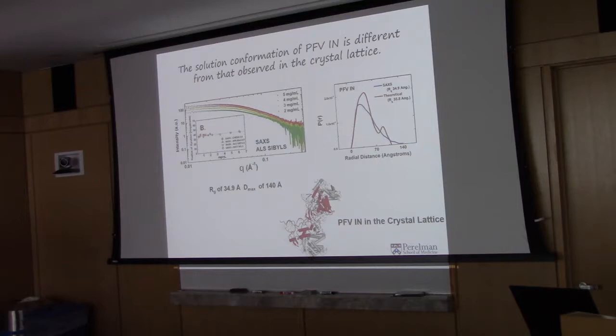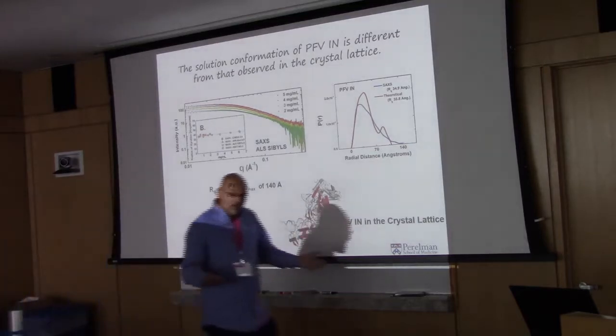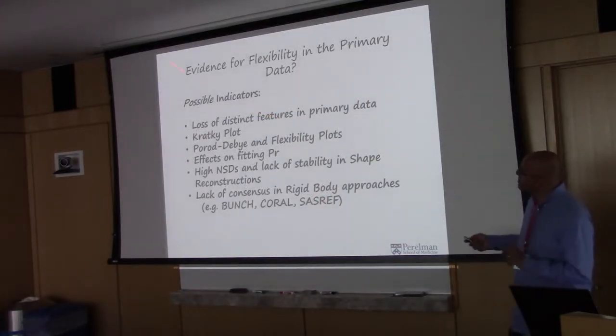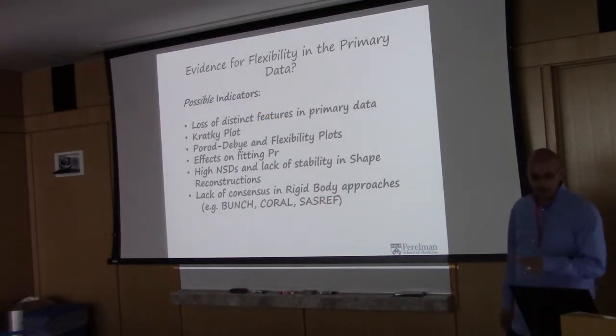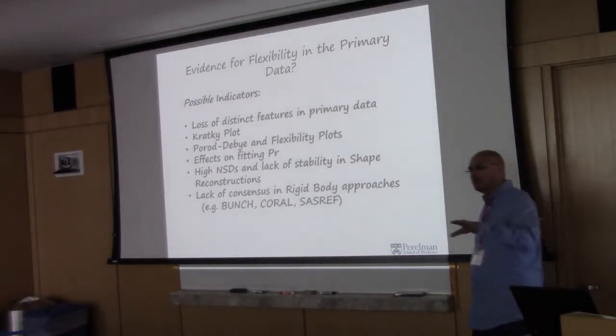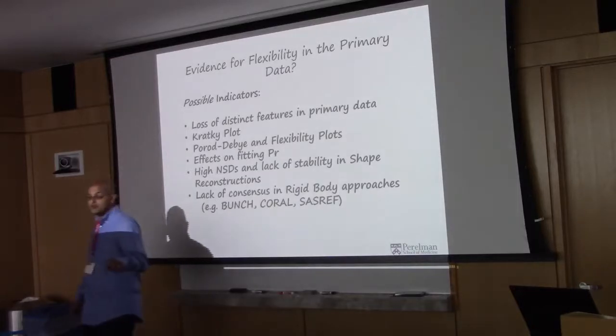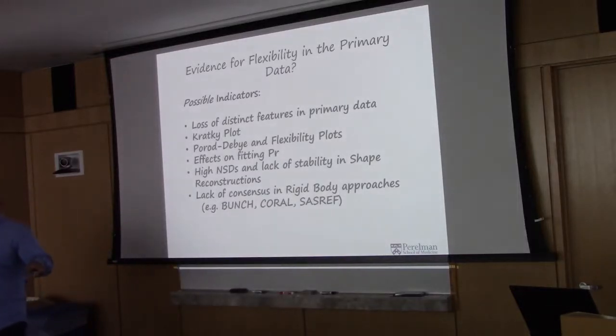See here. All right, so something is different. So we wanted to ask the question, well, what is that? And this is where I said, oh, you know what? I'll just point out here that there are a bajillion features in the primary data, in the P(r) fitting, all the way through the shape reconstructions that give you clues that your particle is flexible and has intrinsic disorder.